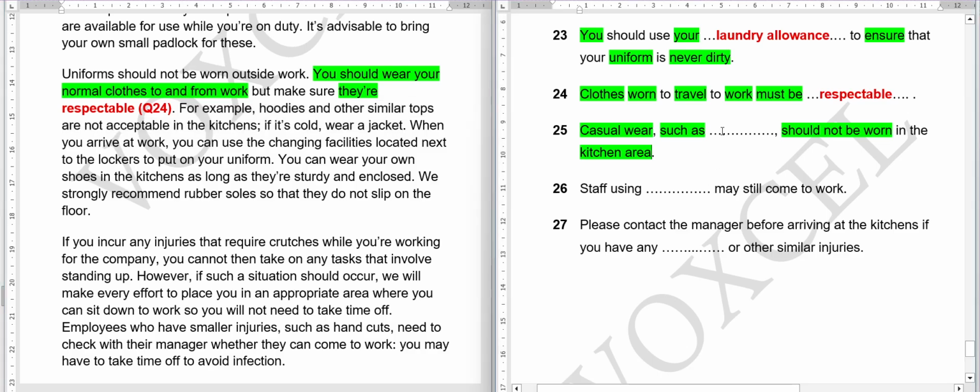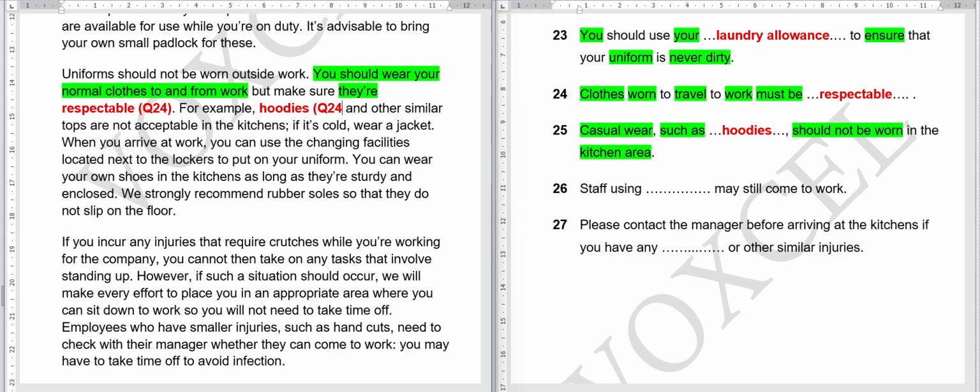Okay, time's up, and I'm going to write the answer here, and the answer is hoodies. Let me mark here first. Question 25, hoodies. So here there's casual wear such as, although they have obviously written, for example.